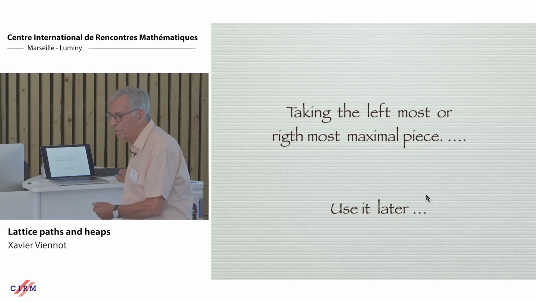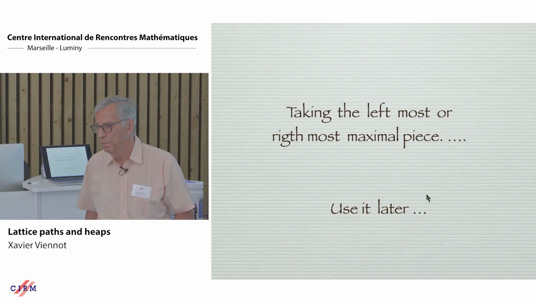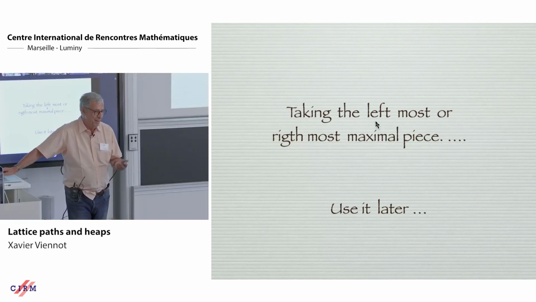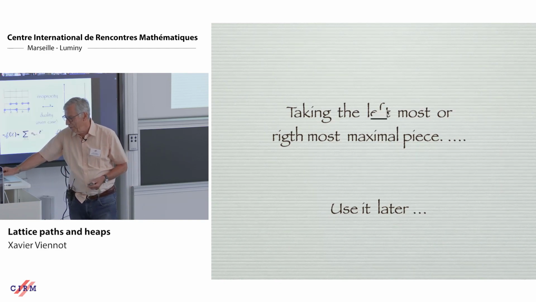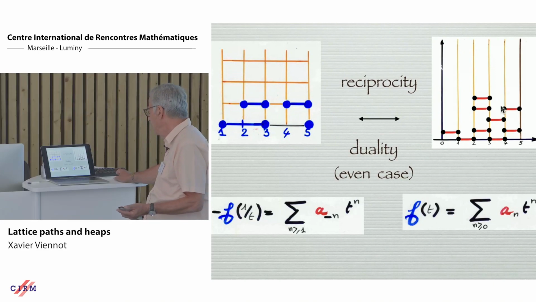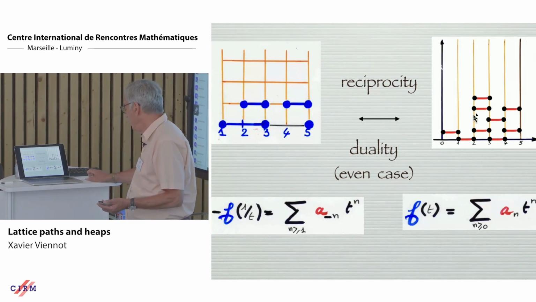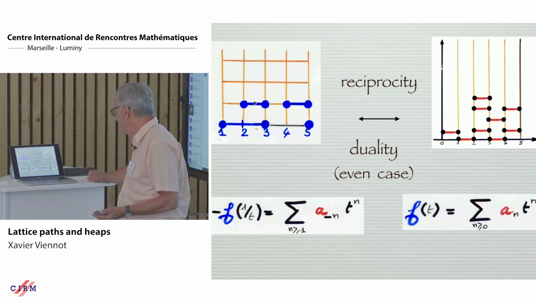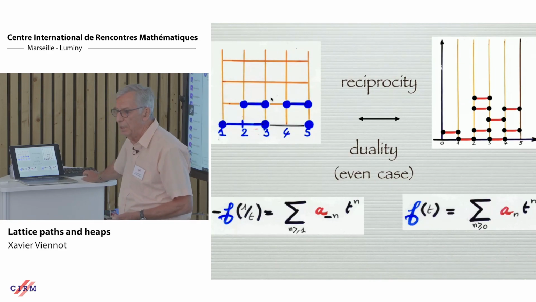So taking the leftmost or taking the rightmost piece in the heaps, I am going to use this in a totally different context. In the paper, for example, for the fully commutative elements in Coxeter groups, it's exactly the same process. So for the reciprocity theorem, you have to show that the generating function of this, I just take the even case, the simpler one, the generating function for heaps of dimers is f of t, and taking the inverse gives you a generating function of heaps of segments.